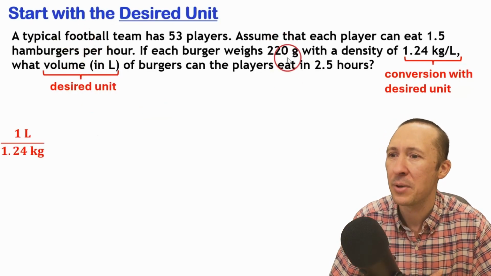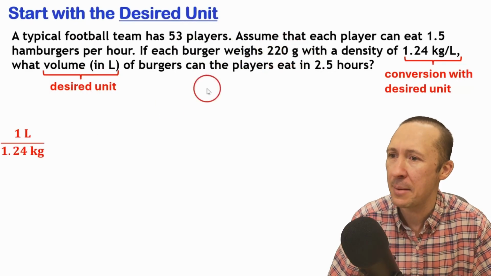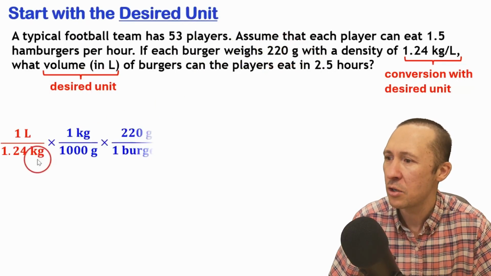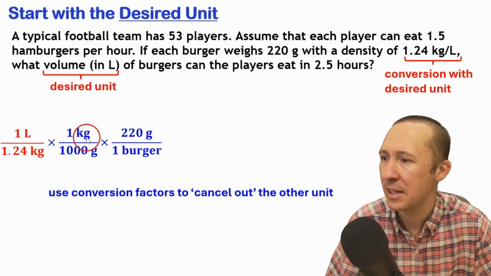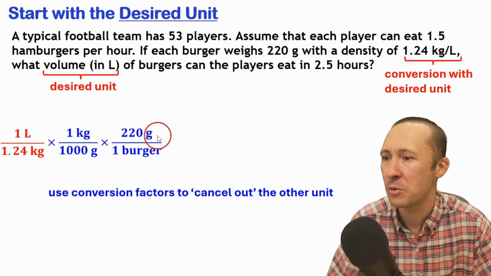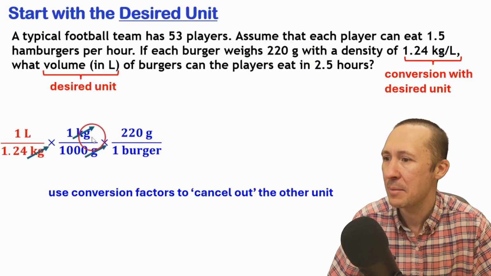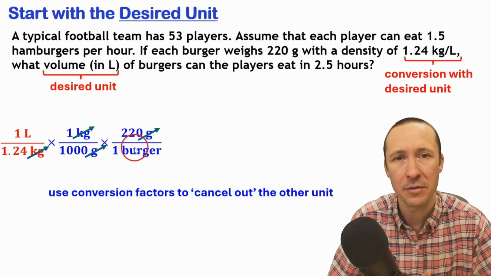Well, what do we have with a mass? The number with the mass is 220 grams. Now grams doesn't cancel out with kilograms. So first we'll convert kilograms to grams, and we'll multiply 1 kilogram for every 1,000 grams, and then multiply that by 220 grams for every one burger, which is what we're given here. And kilograms cancels out, grams cancels out, and now we're in liters for every burger.